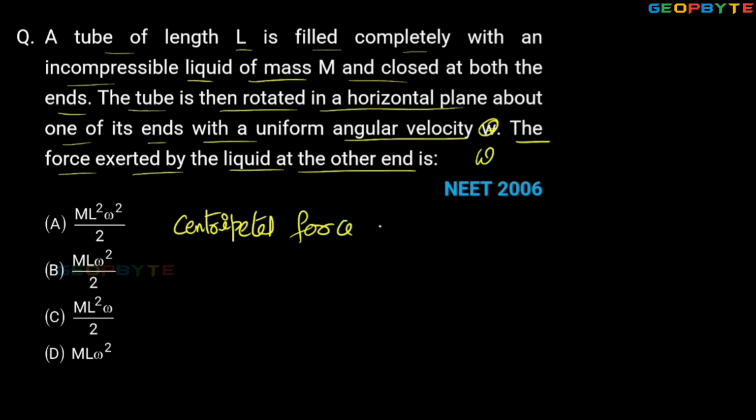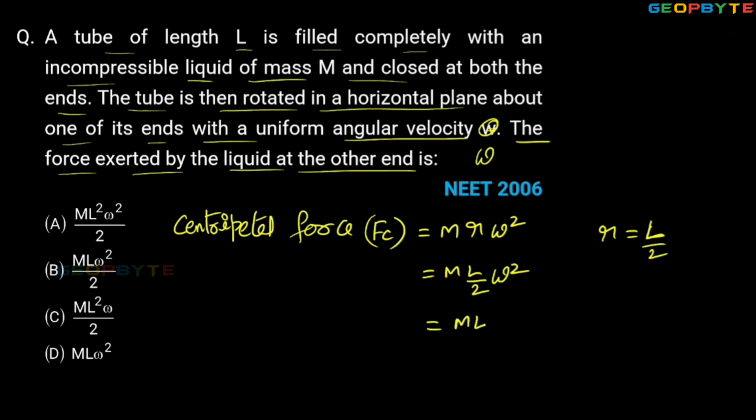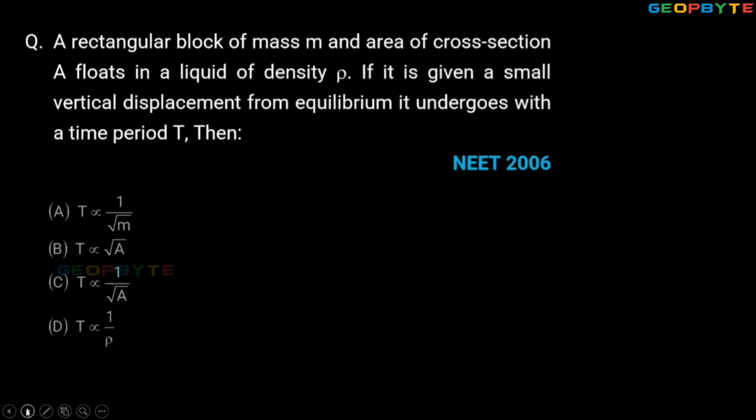The centripetal force Fc equals m r omega square, but r equals L by 2. It is m L by 2 into omega square, that is m L omega square by 2. That is the centripetal force acting at the other end of the tube. Look at option B. Option B is absolutely correct. Understood clearly? Yes.